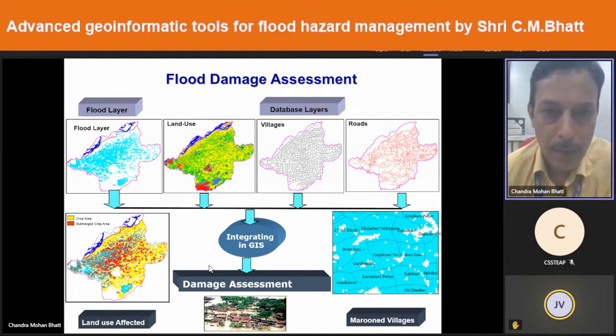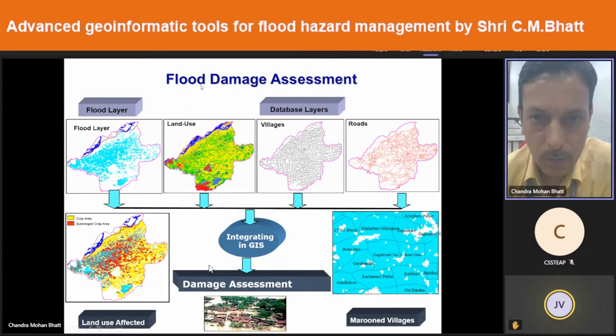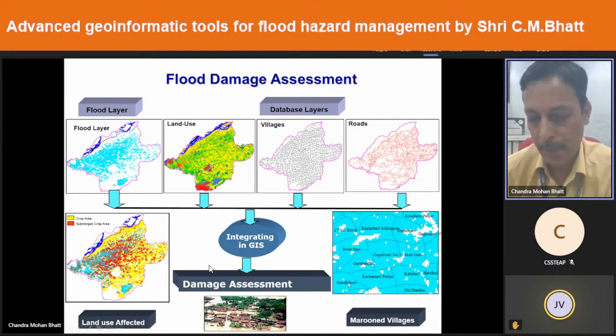So now coming to the flood damage assessment, once flood happens, we also need to assess how much roads have been impacted, which villages got impacted, what land use or croplands have got submerged. So once you have the flood hazard layer, if it can be integrated with land use, villages, administrative boundaries to find out the land use affected or villages affected, all that information can be extracted using the available GIS software.